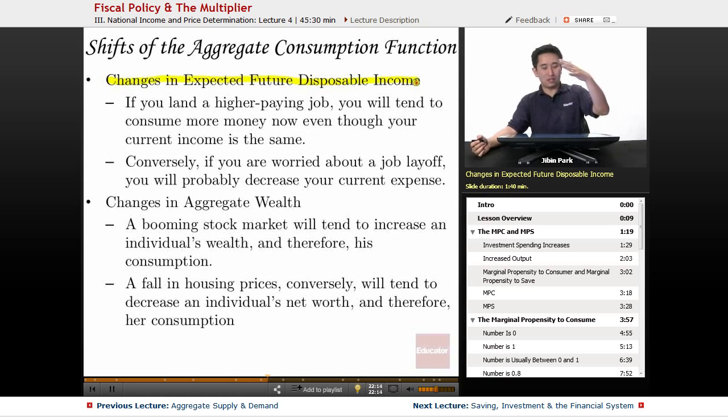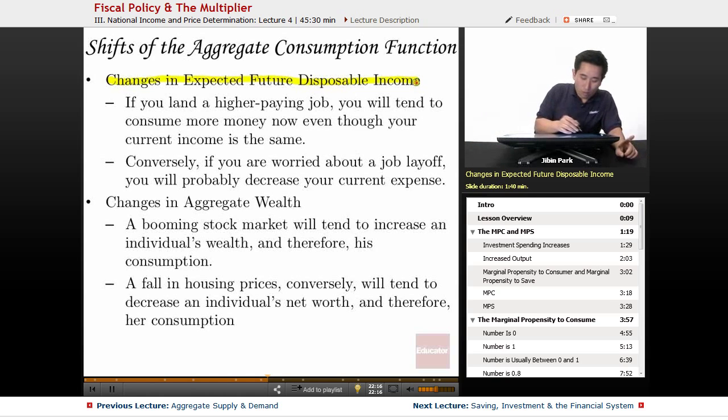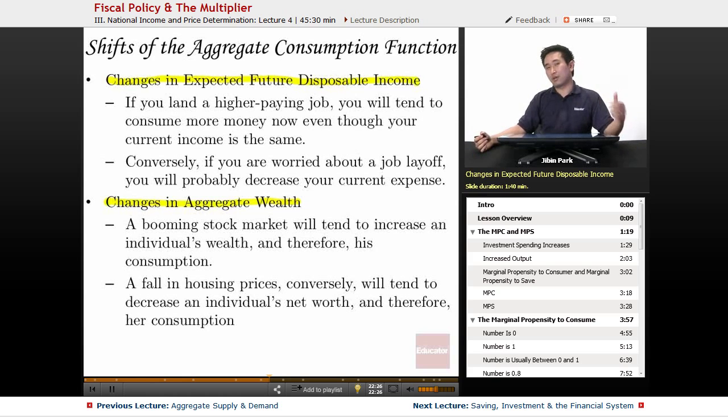And so that's going to change the entire consumption function. Or a change in aggregate wealth. So here it has to do with income. The second point is the idea of you're actually richer. Maybe there's a boom in the stock market, or the value of home prices went up here.